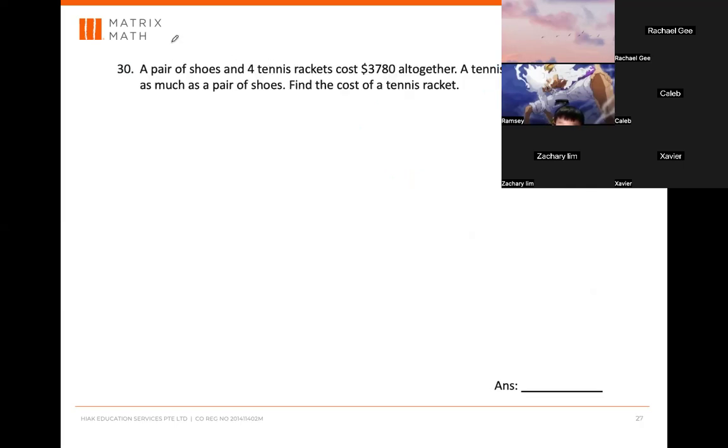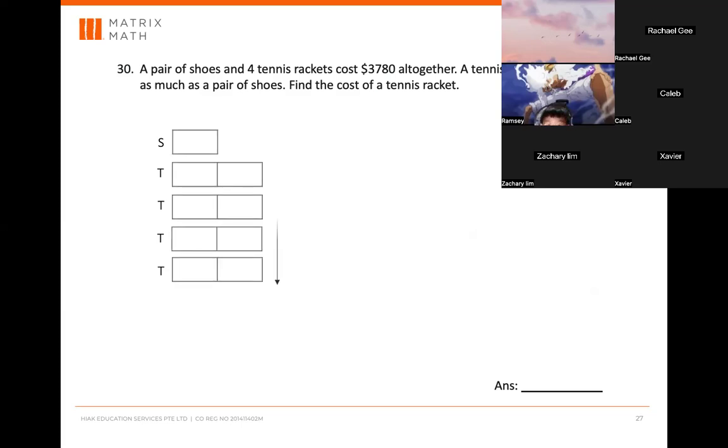Question 30. A pair of shoes and 4 tennis rackets cost 3,780. A tennis racket costs twice as much as a pair of shoes. Find the cost of a tennis racket. This is a typical type of question for the stacking model. I have a pair of shoes, but I have 4 tennis rackets. A tennis racket is more expensive. It costs twice, double, that of the shoes. So when I draw 1 unit for my shoes, the tennis racket will have 2 units throughout.